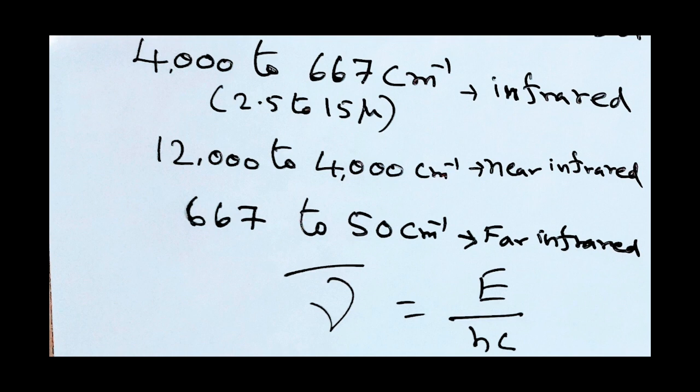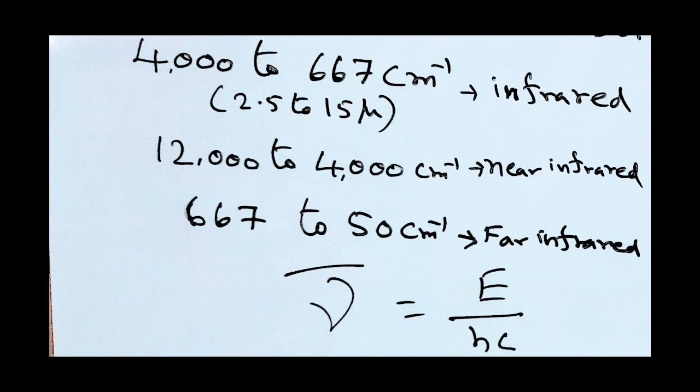Suppose the wave number or frequency of absorption is from 12,000 to 4,000 centimeter inverse, the region is called the near infrared region. And the region from 667 to 50 centimeter inverse is called the far infrared region.